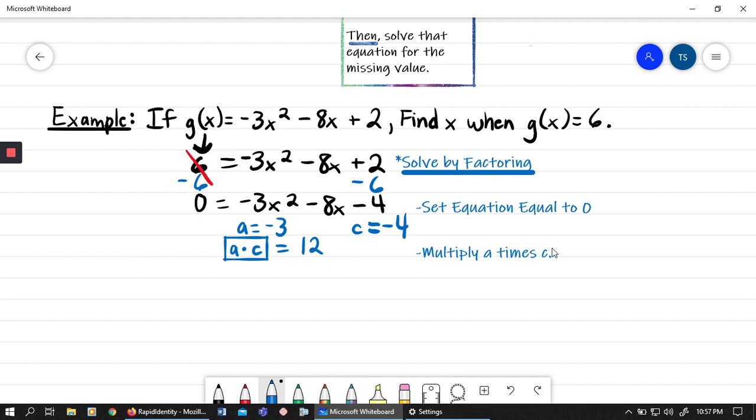So we multiply those a times c together, and now we need to find two factors of that number that will also add to give us the b value. And again, guys, we know here that the b value is -8. So we want to find two factors of 12 that add to -8.